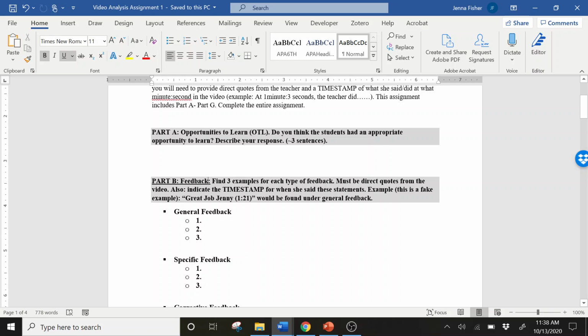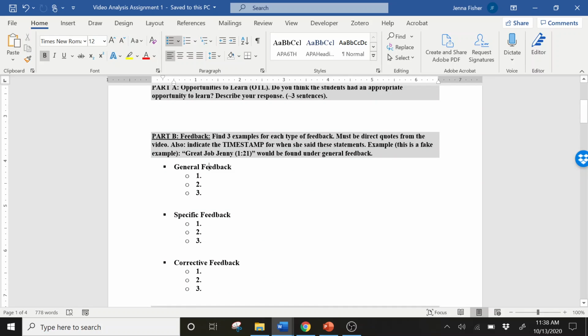Part B is looking at feedback. So I'm looking at these three different kinds: general feedback, specific feedback, and corrective feedback. Make sure you remember the difference between specific and corrective. Specific refers particularly to the skill. Usually it's something along the lines of, I like how you did blah, blah, blah. And corrective feedback is more so relating to correcting some type of skill. So more so, hey, next time you do that skill, make sure to do blah, blah, blah, or fix this critical element.